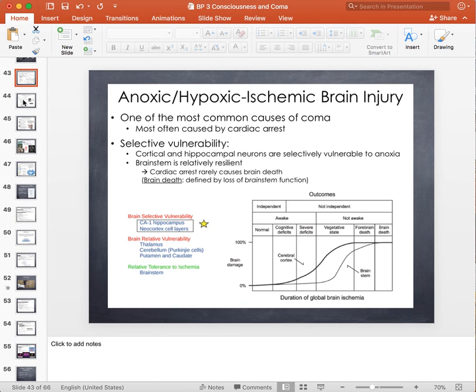And when there is global reduced perfusion to the brain, as in a cardiac arrest, the first things to die are the cortex and the hippocampi. Yep. The brainstem itself is pretty resilient. And for this reason, cardiac arrest rarely causes true brain death, as we define it both medically and legally. Because brain death is defined as loss of brainstem function.